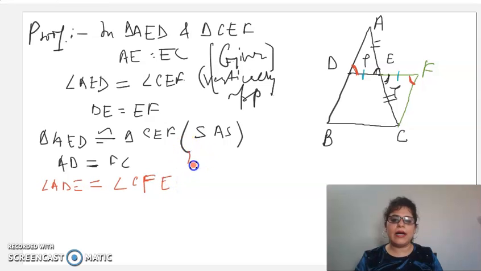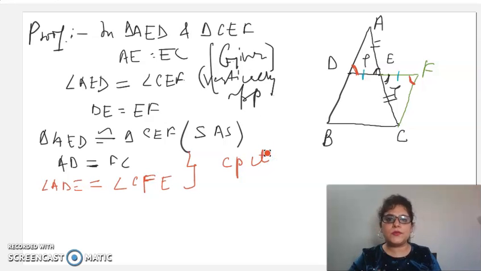Okay, why these two? What is the reason for these two? CPCT, which is corresponding parts of congruent triangles. Once you have made the two triangles congruent, all the 6 corresponding parts become equal. Alright, so this is what we have done. Till now, I hope everything is clear to you.